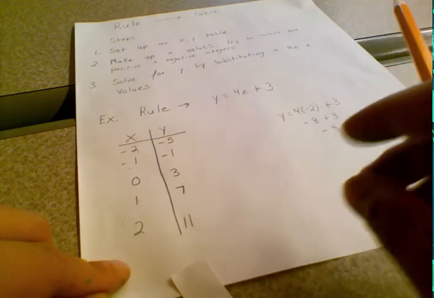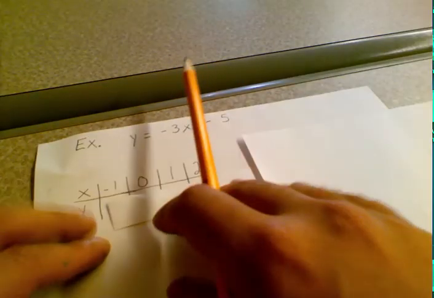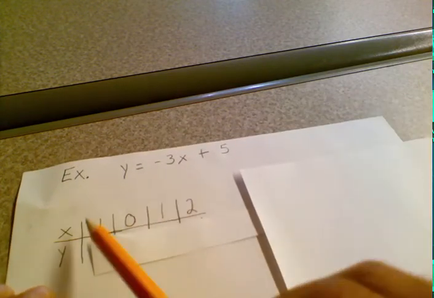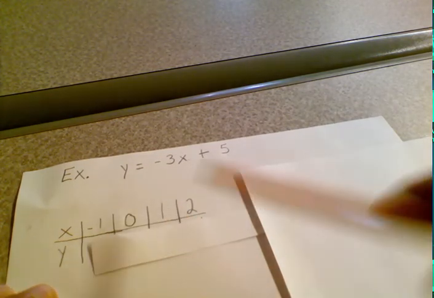All right, let's take a look at another example here. This time we have a different rule: y equals -3x plus 5. Notice again, I just made up my x values. Tried to include some negative integers, some positive integers, and 0 there.